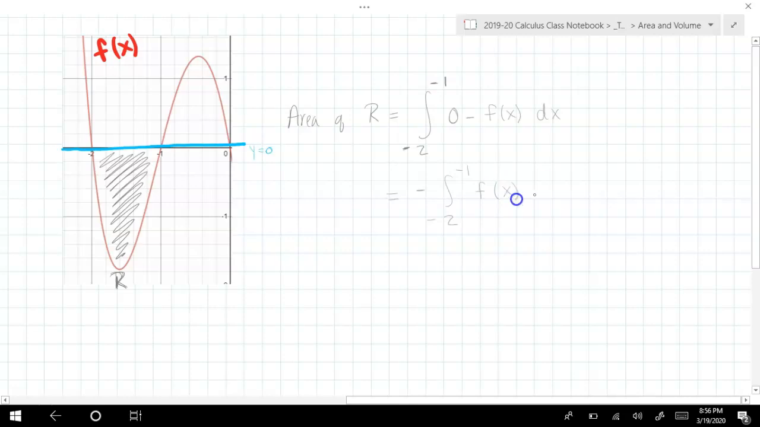So we're finding the area between the x-axis and the curve. We have already been doing this, but we've been using 0 as our other curve. Y equals 0 as the other curve. So negative telling us it's below the x-axis.